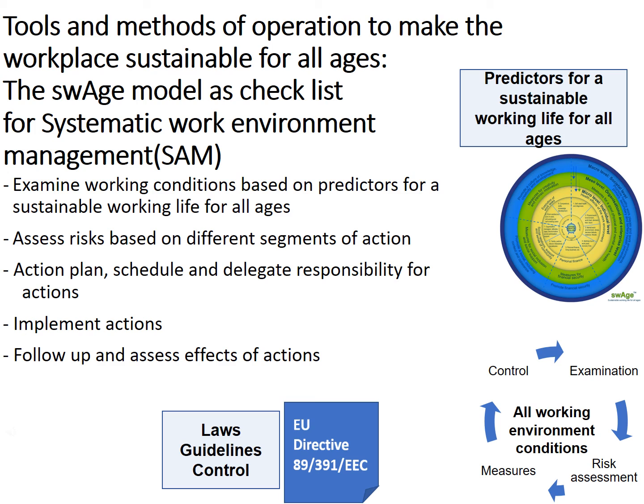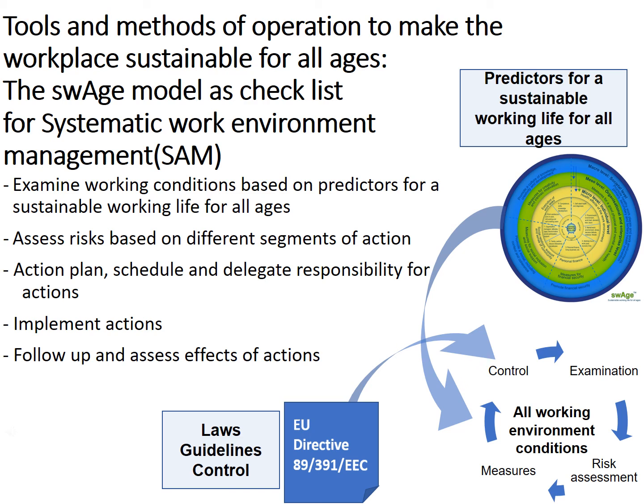Tools and methods of operation to make the workplace sustainable for all ages. This could, for example, be to use the Swage Model and systematic work environment management, together with available research and knowledge, as well as regulations and guidelines from work environment authorities. Also, interoperability and routines to examine working conditions based on predictors for a sustainable working life for all ages: to determine risks based on the predictors, develop an action plan, timetable, and share of responsibilities for measures, to adopt measures and to follow up and verify the impact of the measures.